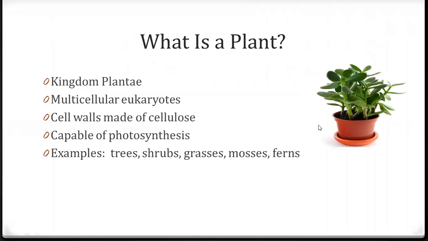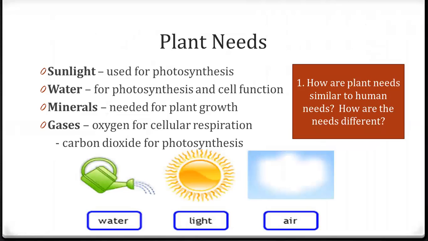Okay, so plant is from the kingdom Plantae. It is a multicellular eukaryote. It has cell walls made of cellulose and is capable of photosynthesis. Plants need all these things. So it needs sunlight for photosynthesis. It needs water for photosynthesis and also any cell function. It needs minerals for plant growth, gases, needs oxygen for cellular respiration, and also carbon dioxide for photosynthesis.